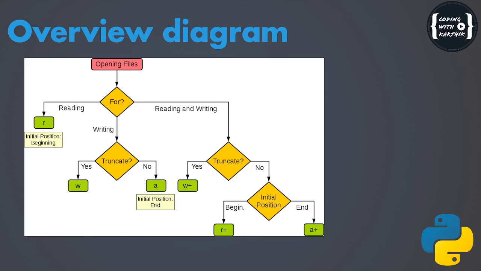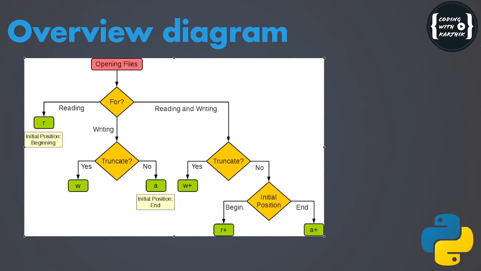Here the initial cursor position is the beginning. Initial cursor position means, when you open the file in read mode, the cursor is initially at the beginning, so if you read the content, it will read from the beginning. And for writing we'll go with W or append. If you want to truncate the existing content, we can go for W, otherwise we can go for append mode.